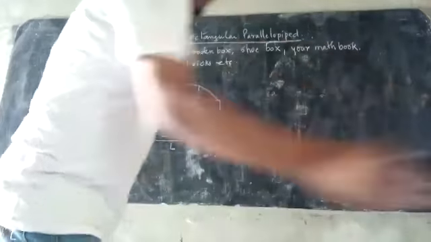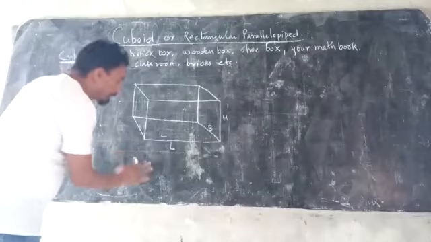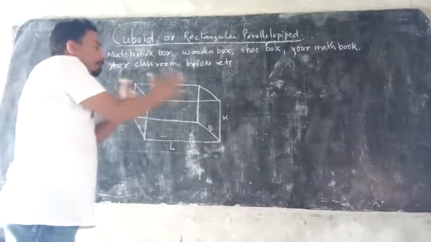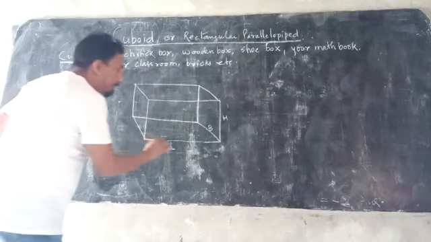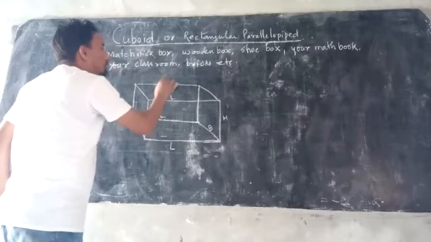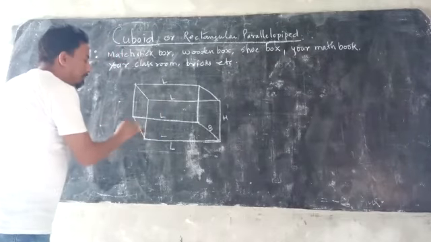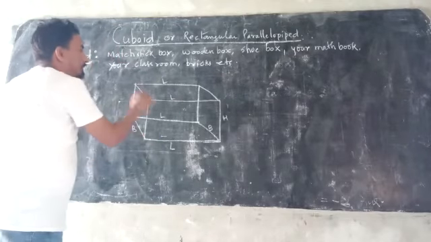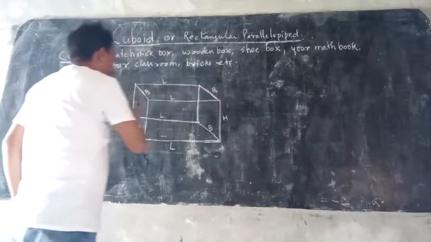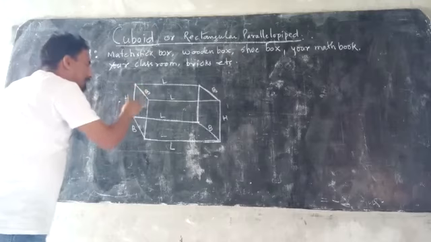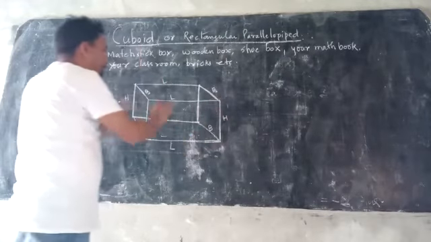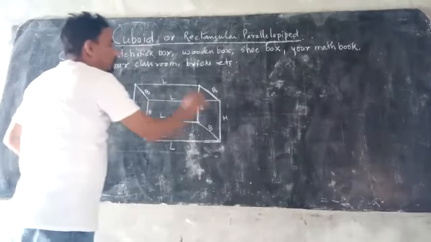In this book, in this cuboid, what are the names of the different parts? Let me discuss. This is length. This is also length. This is also length. This is also length. This is breadth, from here to here. This is also breadth. This is also breadth. 4 lengths, 4 breadths, and 4 heights. These vertical lines are height. 4 heights.